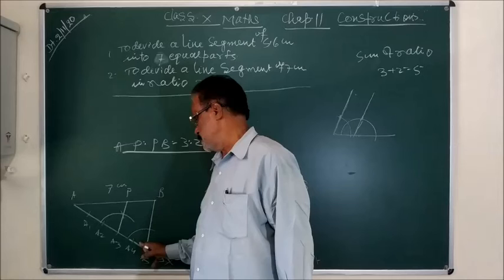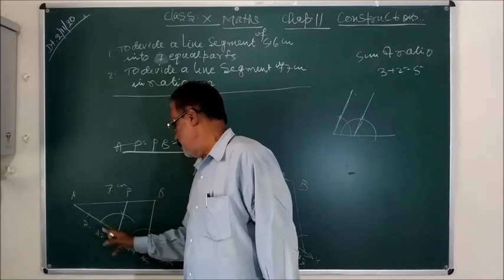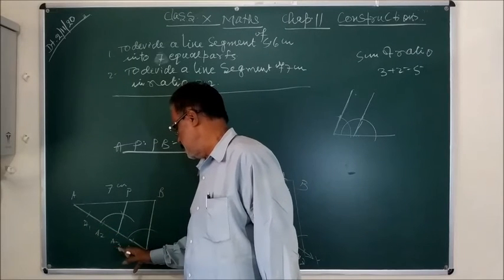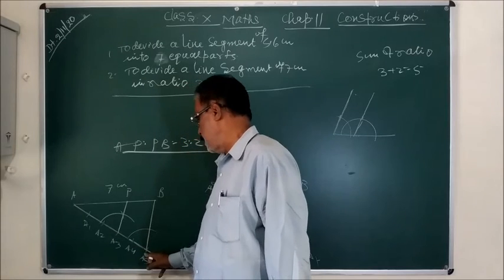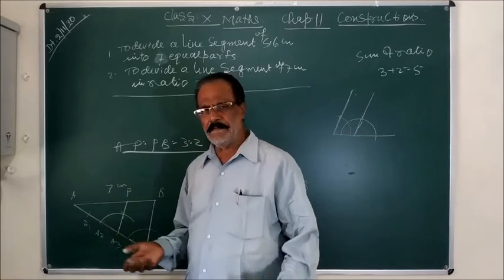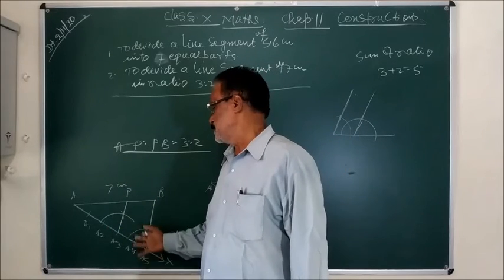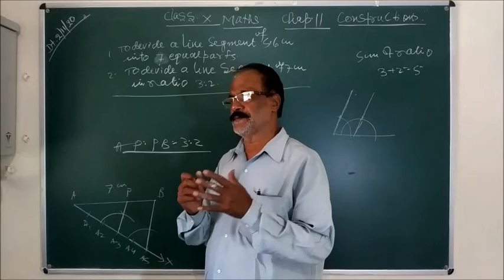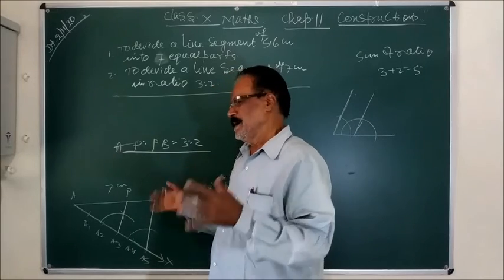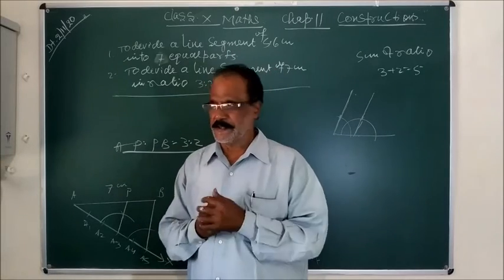This ratio is 3:2. A by A3 is equal to A3 by A5. So this AB will be also divided in the same ratio. So this is 3:2. So this will be also 3:2. इस तरह से, so this is the first construction.